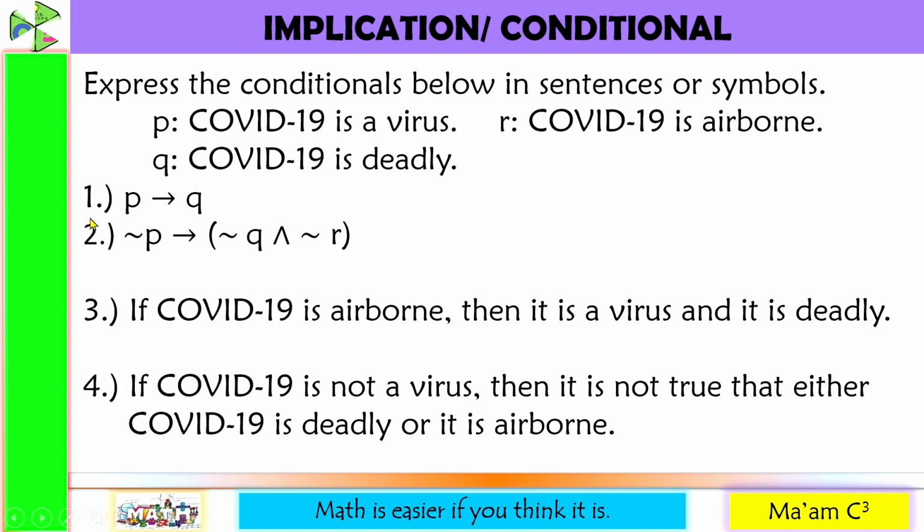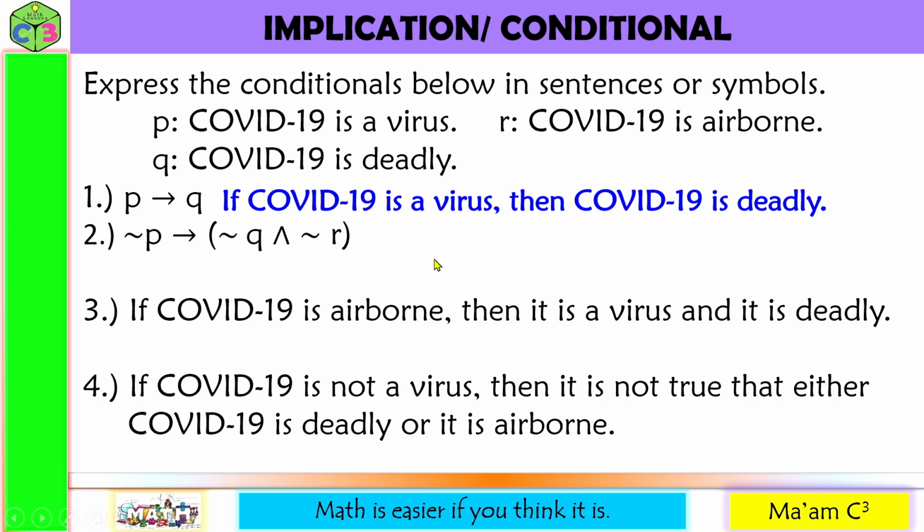Number 1, we have P implies Q. So our P is COVID-19 is a virus. Since we have here implies, then we have if then. Don't forget the comma after the if statement. And then we have Q, and that is COVID-19 is deadly. So if COVID-19 is a virus, then COVID-19 is deadly.